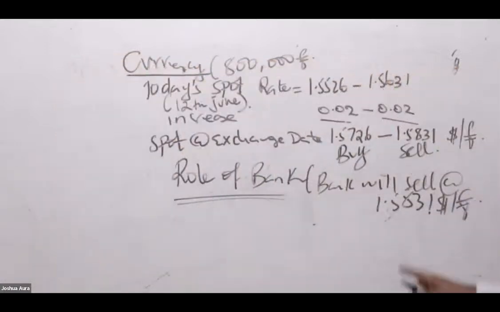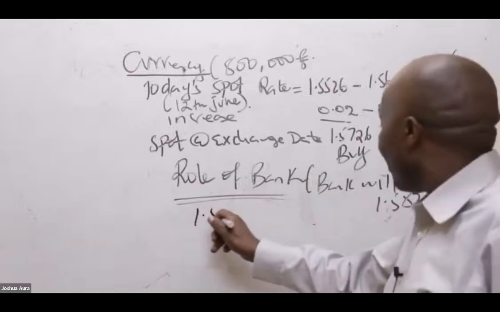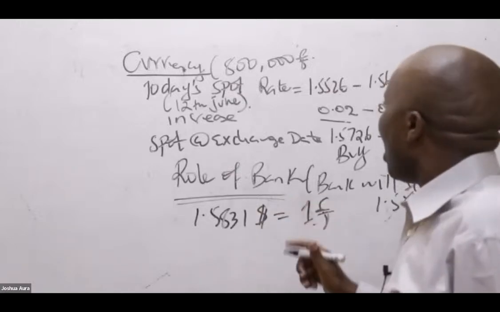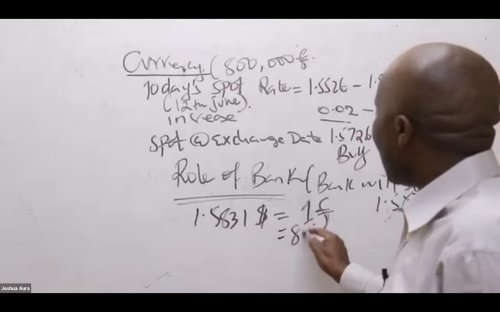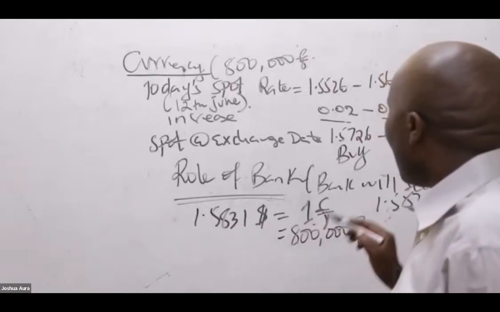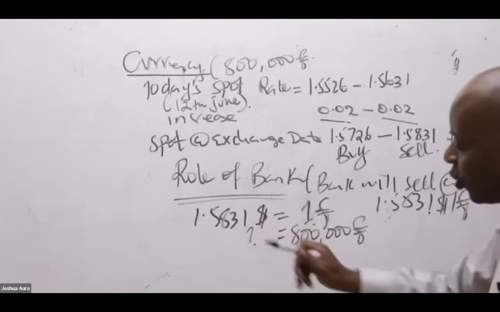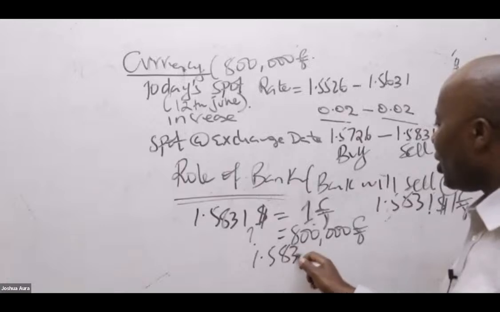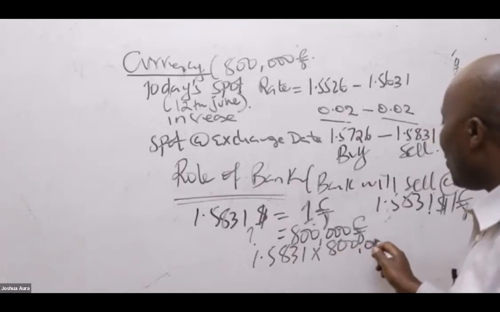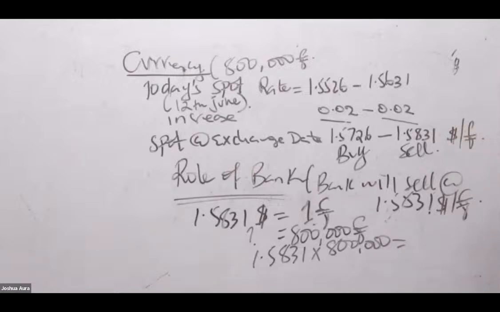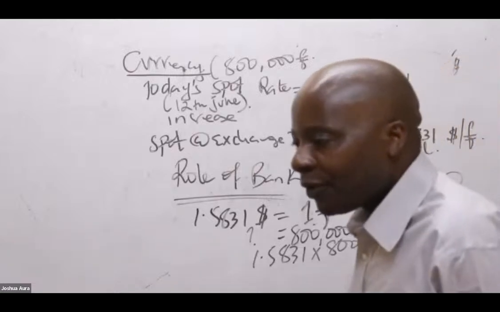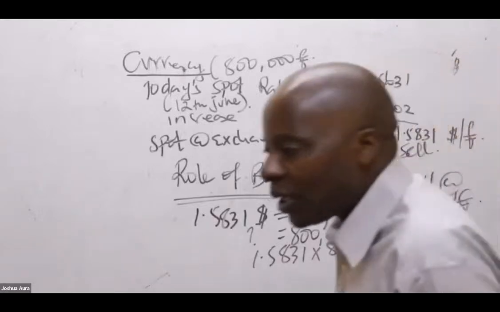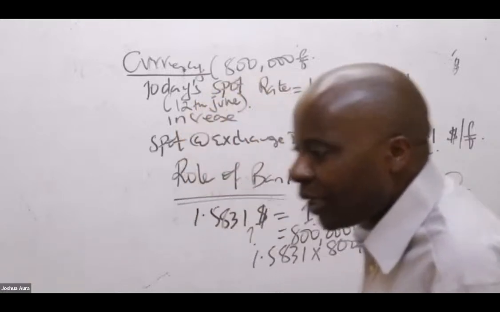So if we go ahead and exchange here, we are saying $1.5831 equals 1 pound. How about 800,000 pounds? So please go ahead and exchange. It will be 1.5831 times 800,000, which will end up giving us how much? 1,266,480.